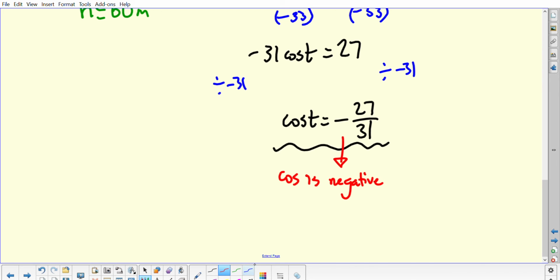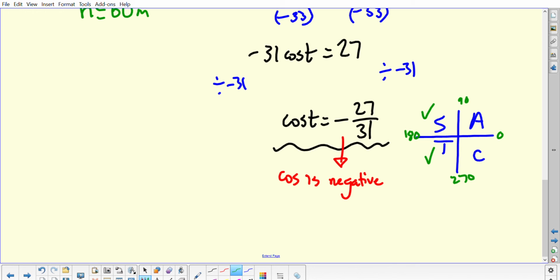So trying to make sure I pick the right values for this CAST diagram, you want to be saying, where's the cos going to be negative? So clearly not between 0 and 90 because everything is positive, but between 90 and 180 only sine is positive, so that would mean the cos was negative. Between 180 and 270 only the tan is positive, so that would mean that the cos was negative in there. But of course, in order to work out these two angles, I need to have found the one in the first quadrant. And to find your first quadrant angle, you need to ignore the negative.